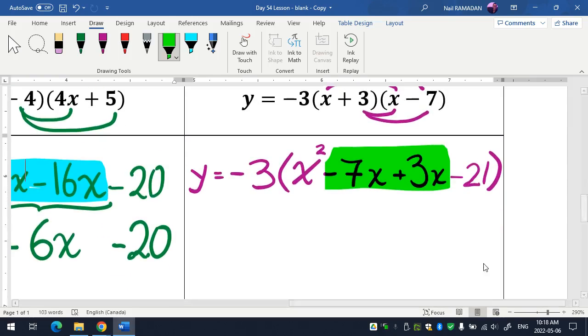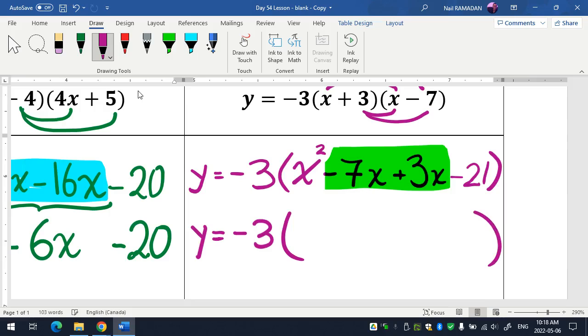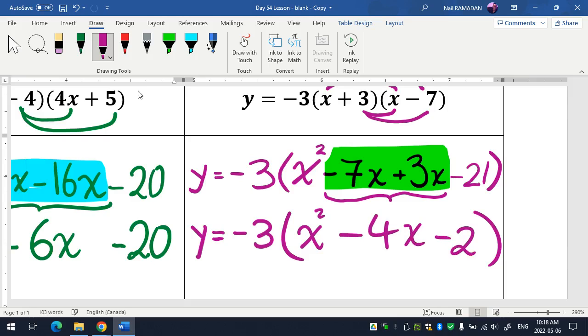Okay. So y equals, do not touch the minus 3. Just write it. Bracket, bracket. X squared goes down. Can someone tell me what this is? Losing 7, gaining 3. Losing 4 or negative 4 with a minus 21. Now what do I do finally? Put the 3 in.